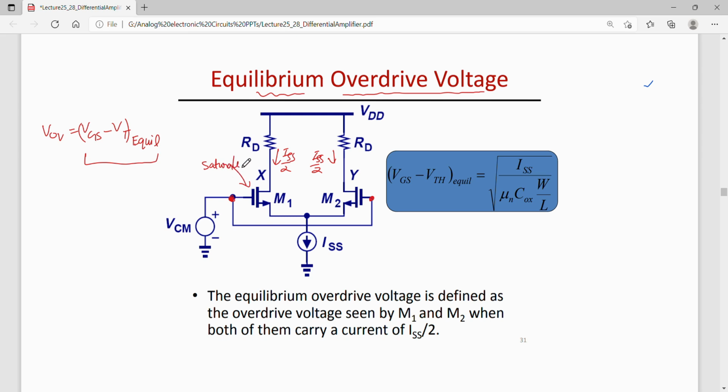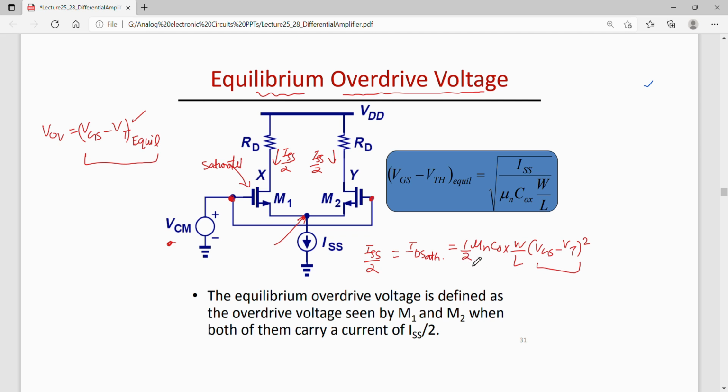Okay. Now for finding out this equilibrium overdrive voltage, we need to also ensure that both the MOSFETs are saturated. Okay. So for example, let us say M1 is saturated. Okay. So I can write the drain current in saturation as mu n C ox, okay, W by L, VGS minus VT whole square. Okay. So I can write this equation in saturation where ID saturation, so this is actually equal to this current, which is ISS by 2. So from this relation I can write VGS minus VT.